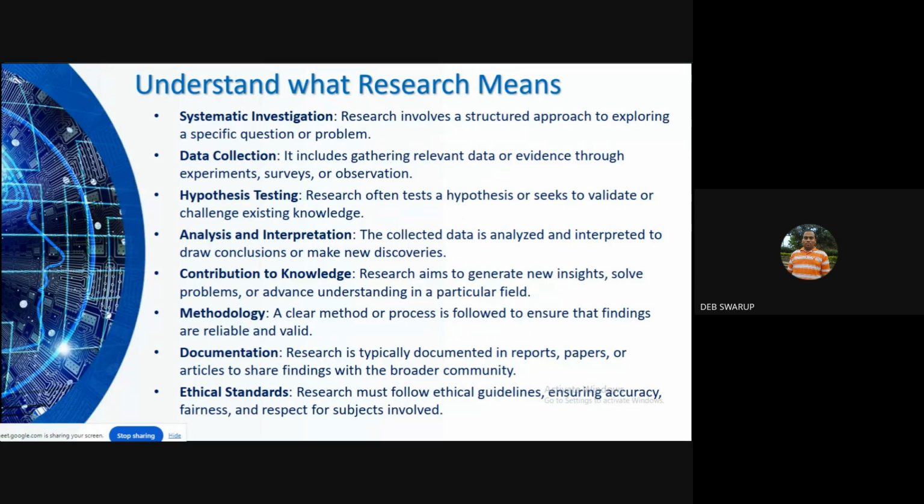Then comes data collection. Once we have identified our problem, the next step we must follow is data collection. What people mostly do nowadays is go to Kaggle, K-A-G-G-L-E, a website that gives free data. They download certain data and start performing experiments on it. That is not the way. For data collection, there should be some evidence, experiments, surveys or observations where you have got those data.